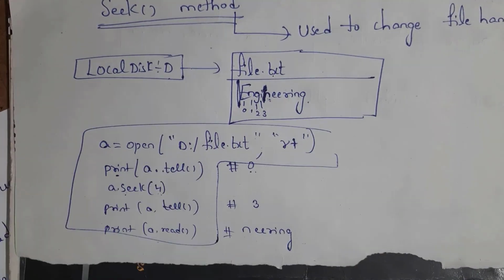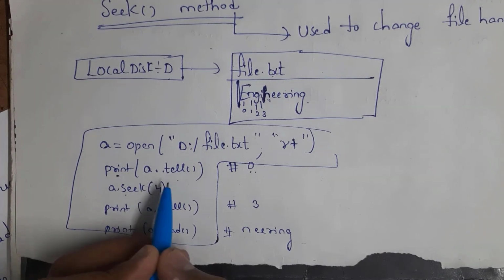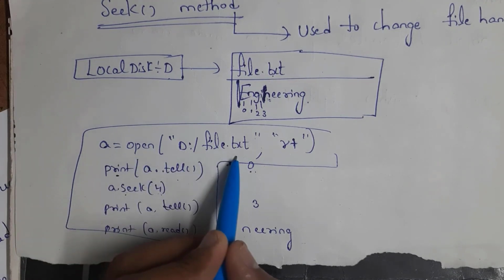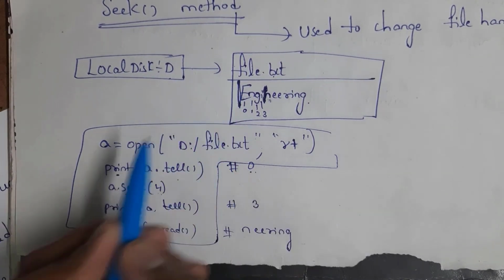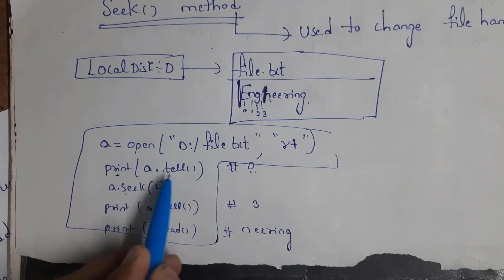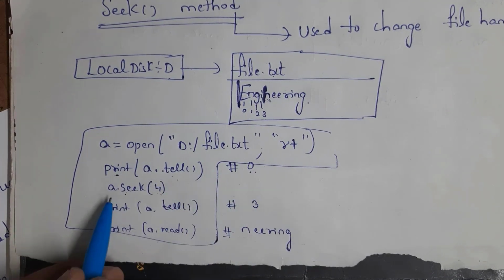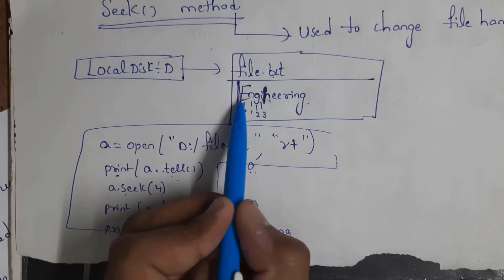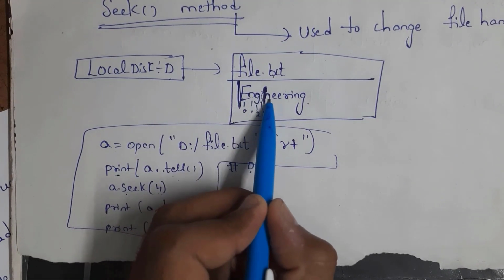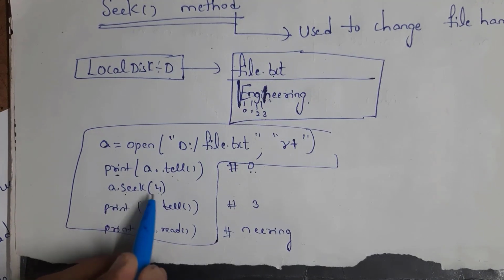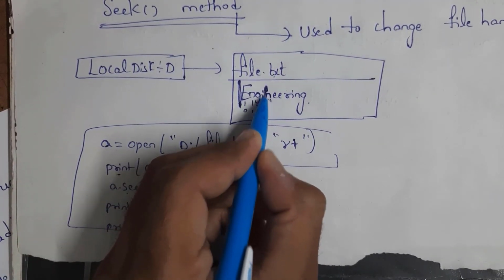This is the program. Once again I will explain this code where a.tell is used to identify cursor position. Whenever I open this file, my cursor is at index number 0. So whenever I write here print a.tell, I will get output 0. And similarly, I want to change cursor position to index number 3. That is nothing but I want to place my cursor after 4 characters. So I just wrote here a.seek of 4. It will place my cursor after 4 characters.